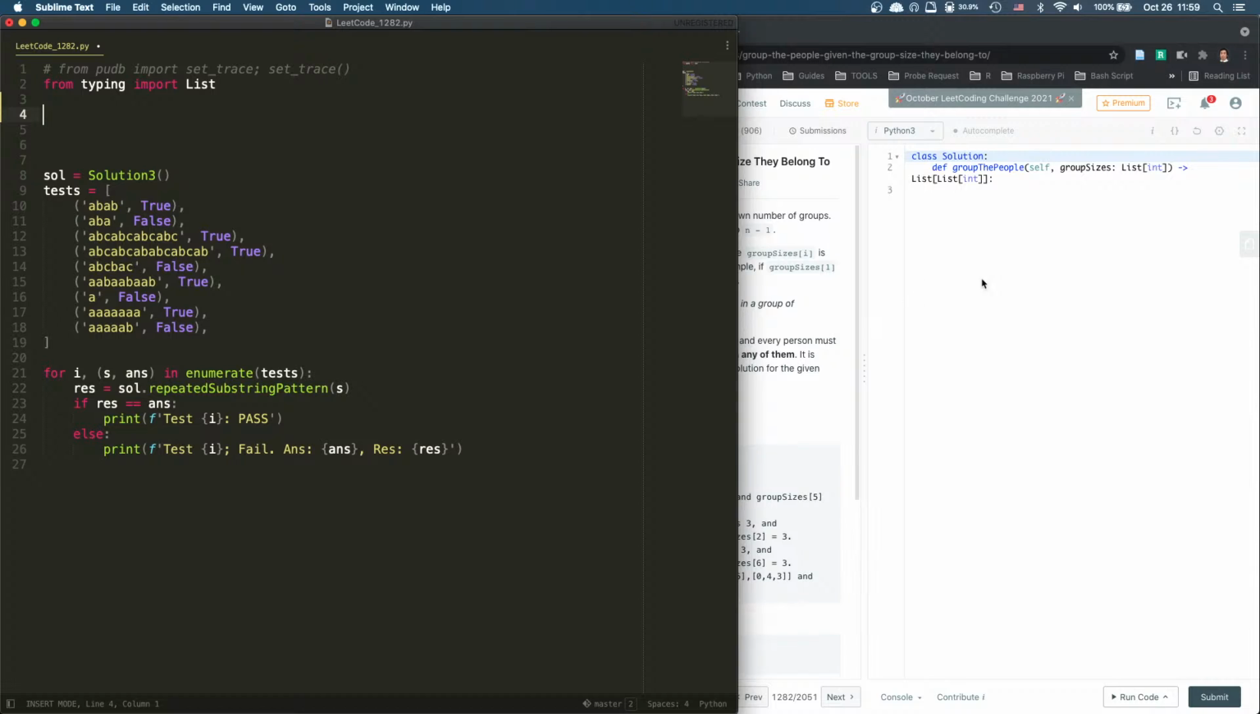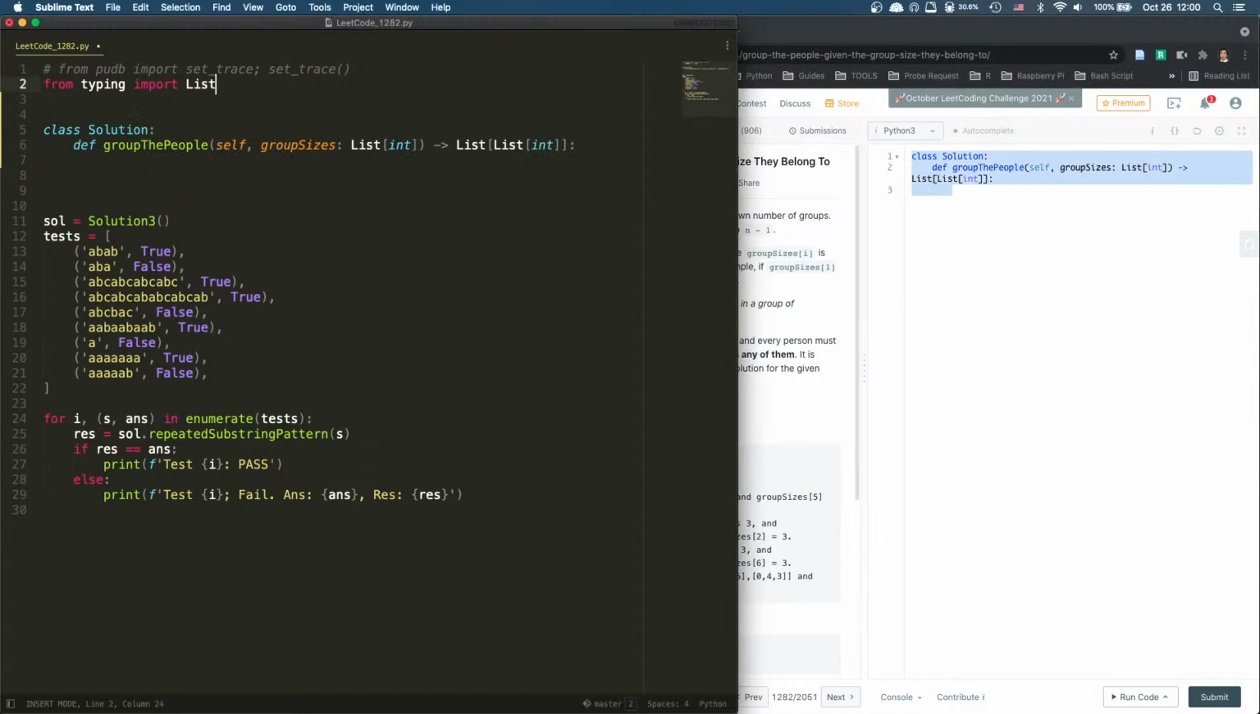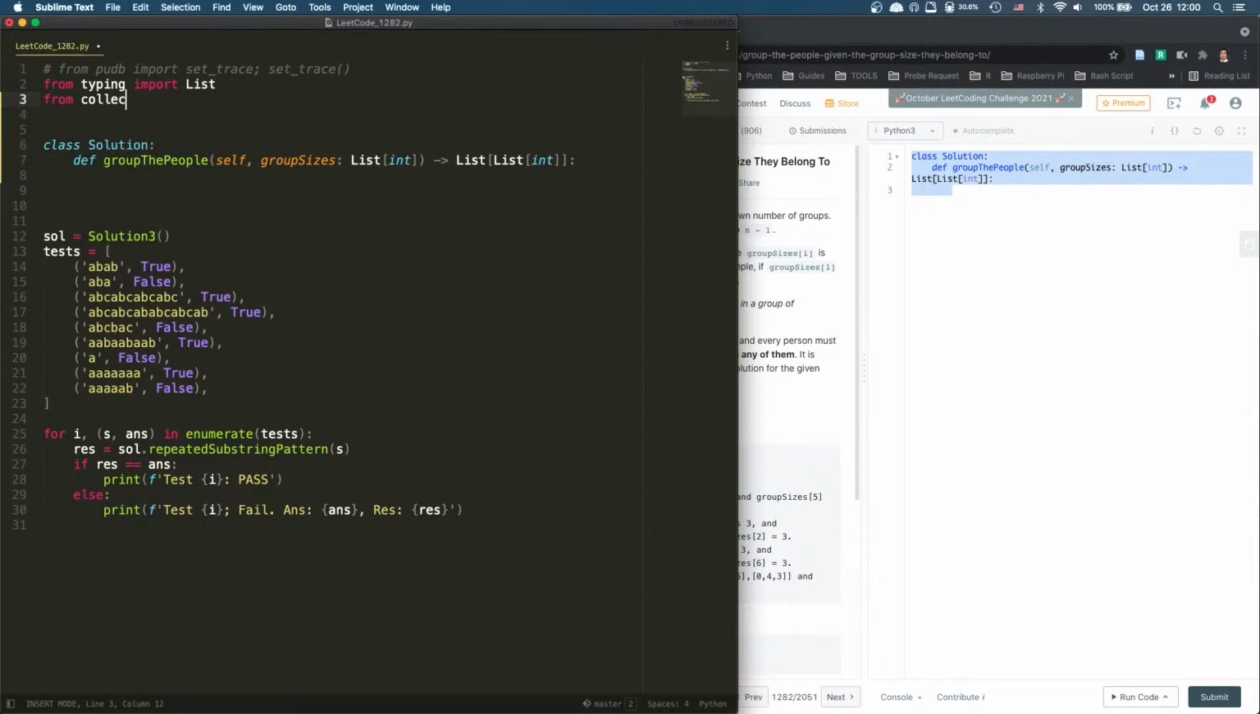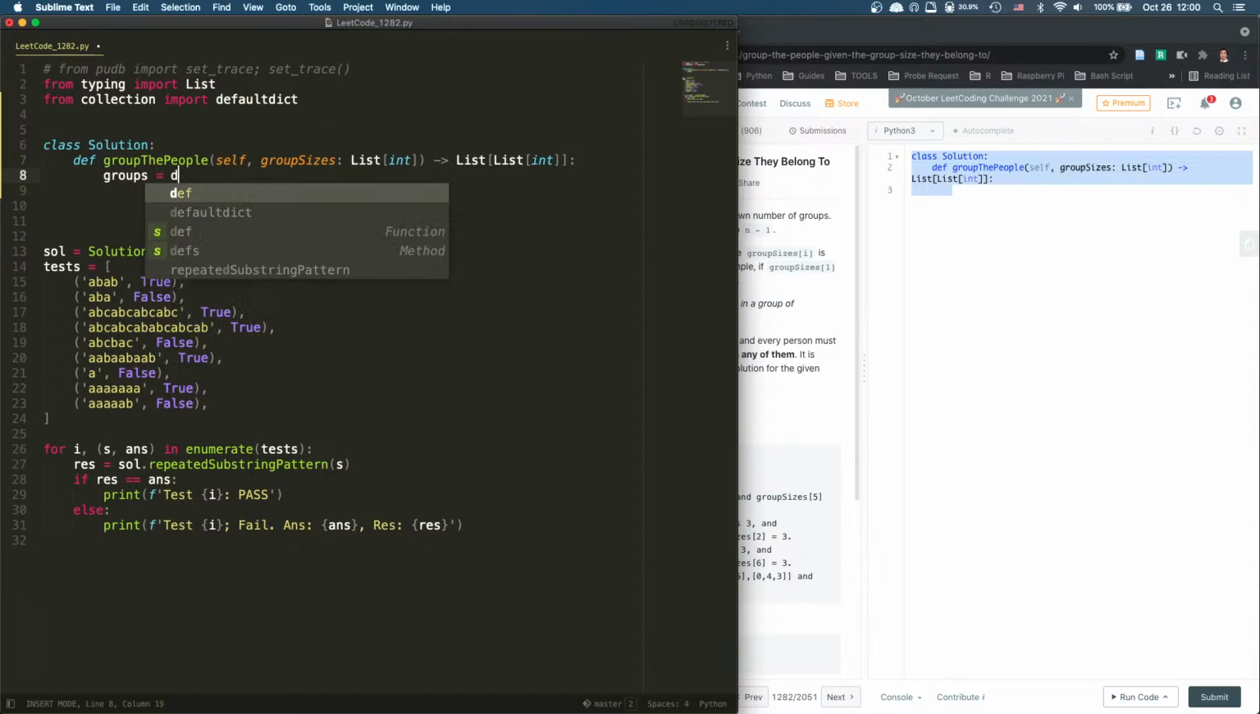All right, let's do this. So we want to import a defaultdict, I think. So we're gonna say groups equals defaultdict list. Well, actually it's a list of lists, but that's fine.